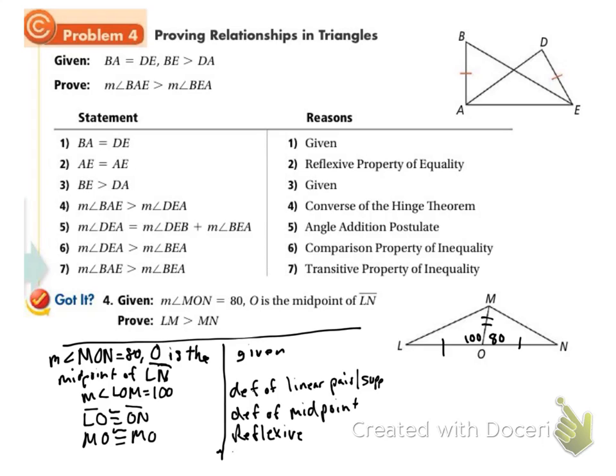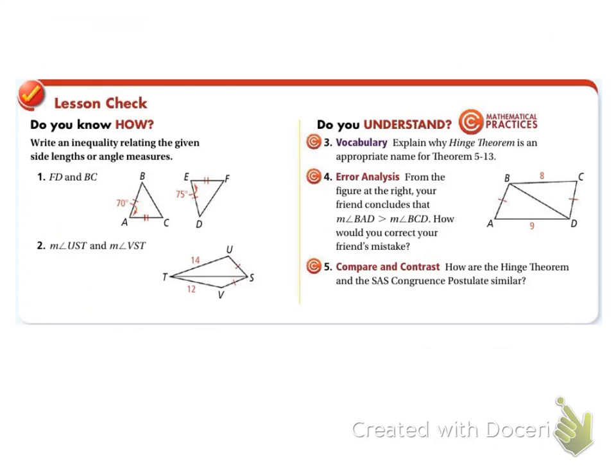Am I set up for the hinge theorem, or am I set up for the converse of the hinge theorem? Remember, the hinge theorem starts with the angles, and then it can say that the side is bigger, whereas the converse starts with the sides and says that the angles are bigger. Well, I've already got my angles, so I'm using 5.13, the hinge theorem, not the converse. So, since 100 is bigger than 80, I can say that LM is greater than MN by 5.13, which is the hinge theorem. And there we go. There's your homework.